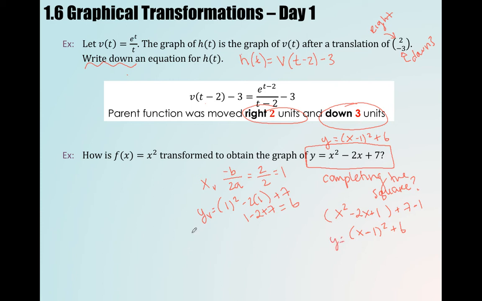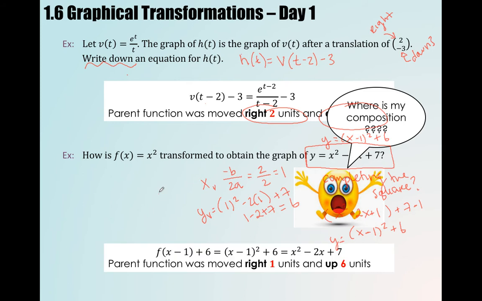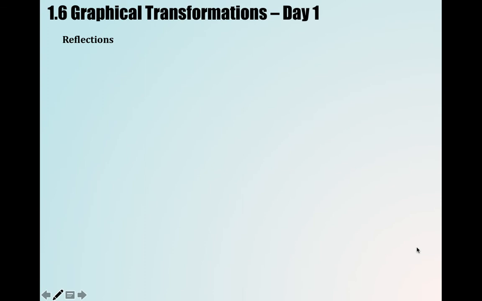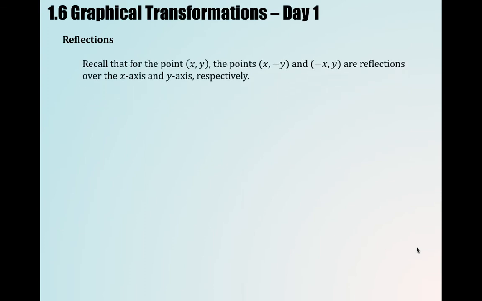Right? So my transformation here, how is it transformed? It moved right 1 and up 6. Whoa, wrong way. The parent function was moved right 1 and up 6 units. Right, so these are some rigid transformations. A reflection is also a rigid transformation.